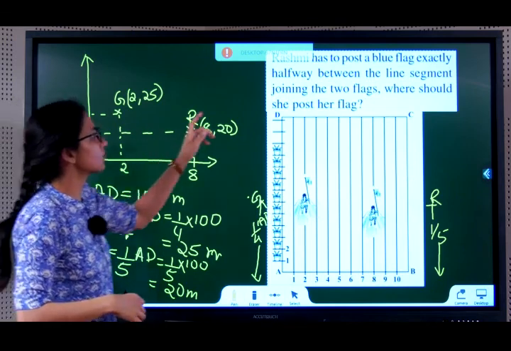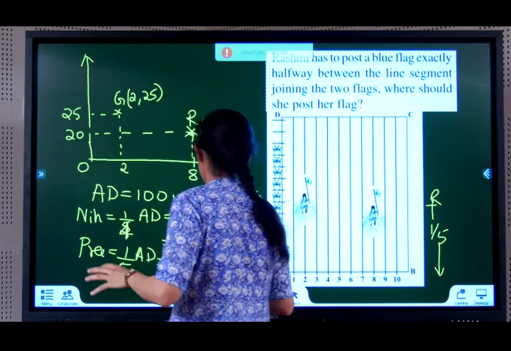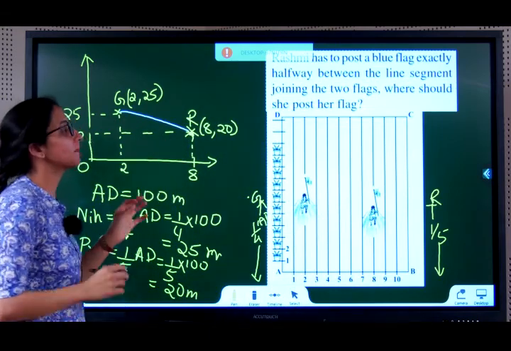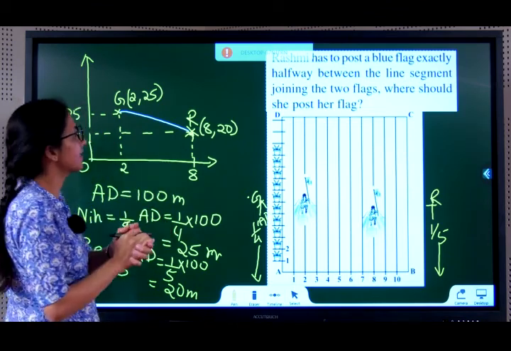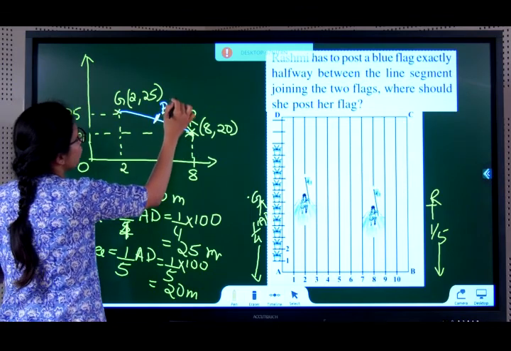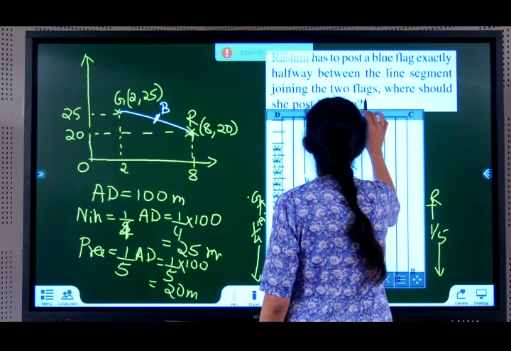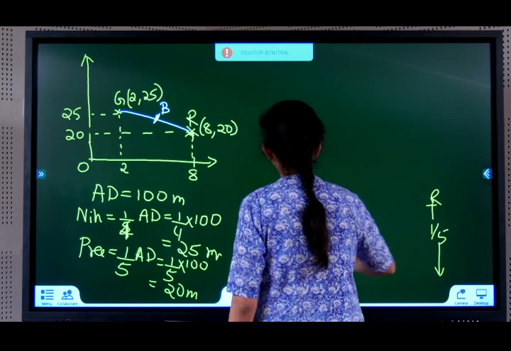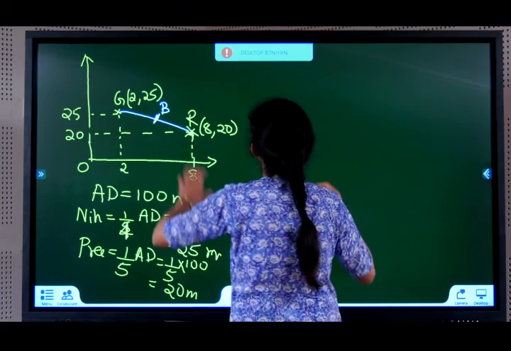Now the question says, what is the distance between the green flag and the red flag? So we have to find this distance. Next, they are telling you Rashmi has to post a blue flag exactly halfway on the line segment. What is the coordinate of the blue flag? First let's find the distance between the green flag and the red flag, then we will do Rashmi's part. Rashmi's part is easy, just the midpoint. Distance between these two is also easy.